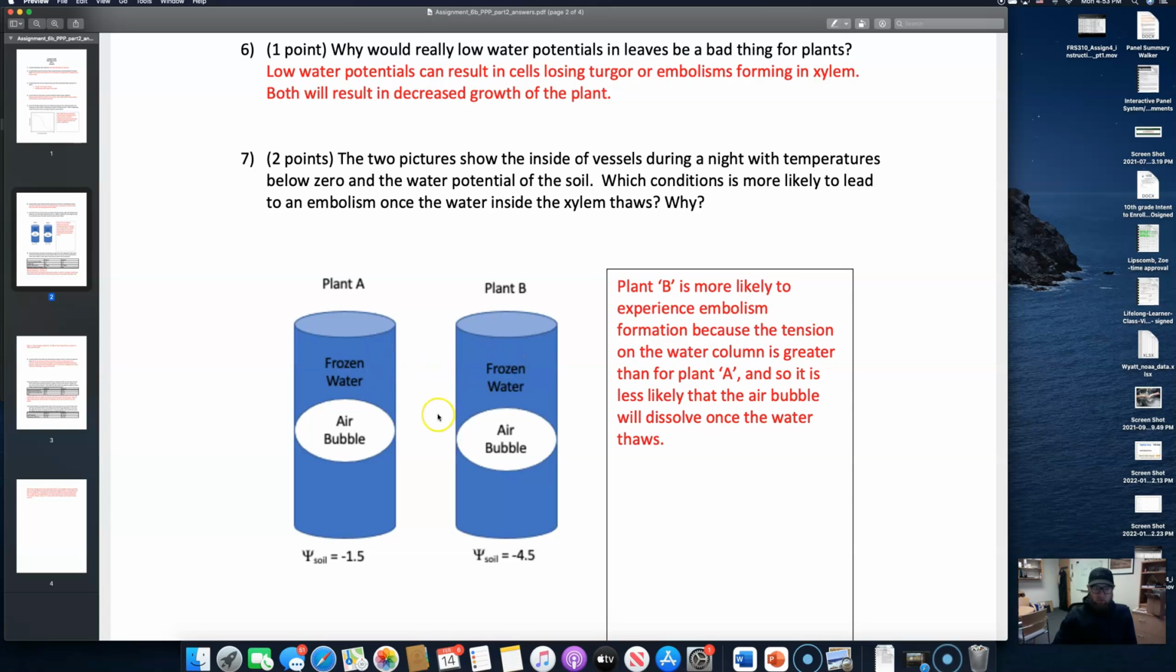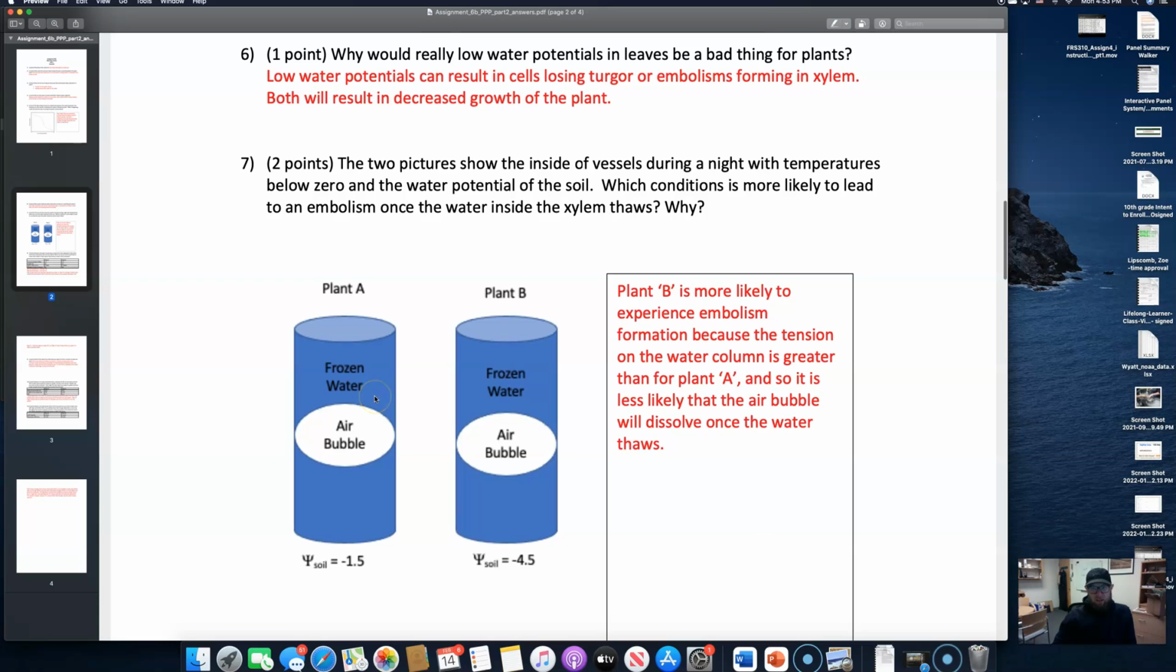Okay, so the two pictures below represent two plants that experienced a freezing event. When freezing events occur, remember, there are always air bubbles that form inside the cell, but they don't necessarily embolize the whole cell as long as that air bubble can diffuse back into water as the water thaws out. So the question is, which condition is more likely to lead to an embolism once the water inside the xylem thaws? The correct answer is plant B, because if you see the water potential of the soil, there's more tension on that water column.